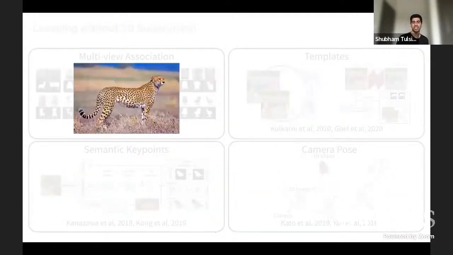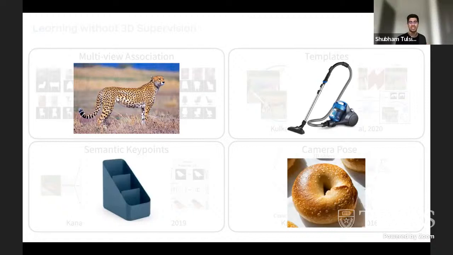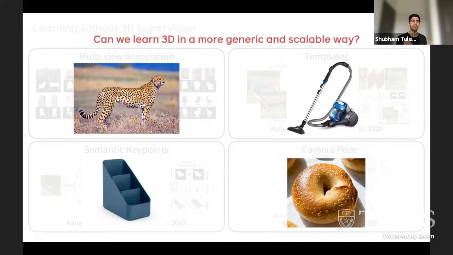So maybe just to highlight this point, for categories such as leopards or vacuum cleaners, or more generic ones like shelves or things like bagels, each of these assumptions of requiring camera poses or having a specific template that captures the variation or having multiple images is not really something that's very practically applicable. And so ideally we should be able to learn 3D prediction in an even more generic and scalable way that does not even rely on any of these annotations.